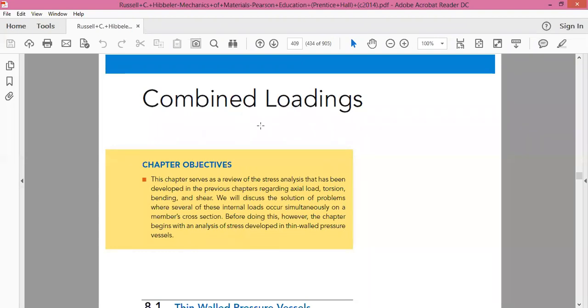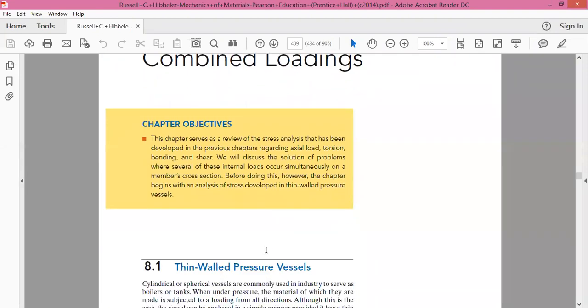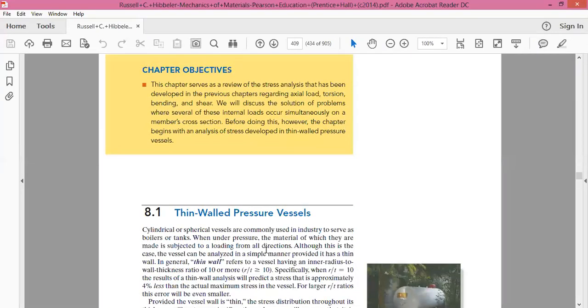As far as the combined loading conditions are concerned, till now we have been discussing machine elements subjected to axial load only, torsion only, beams subjected to bending, and beams which had shear forces developed in them. But now onwards, in this chapter, we'll be analyzing machine elements or structural components which are subjected to all these loads at one time.